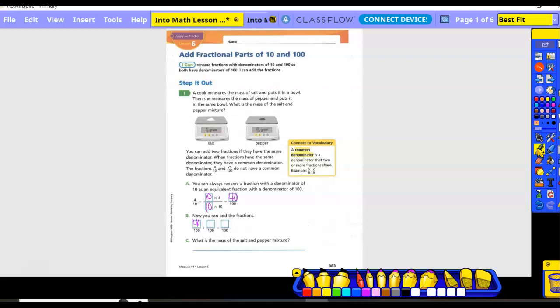And then what was my original fraction for the other one? 25/100. So what is 40 plus 25? 65/100. Now, if I needed to simplify, could I? Yes, but they're not asking us to do that right now, okay? So what is the mass of the salt and pepper mixture? 65/100. And what's my label? Look up here. What was on the scale? Gram.